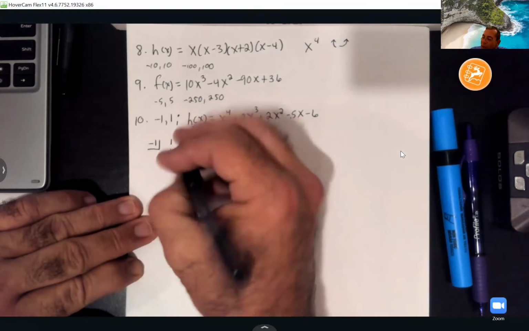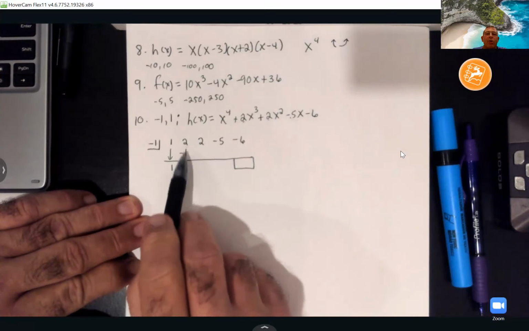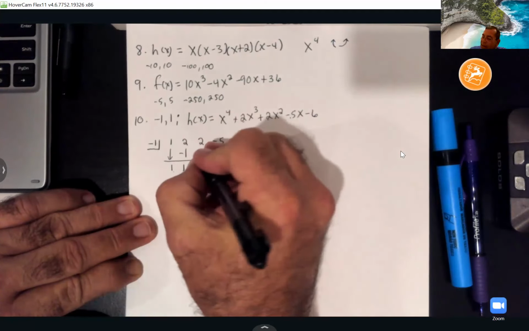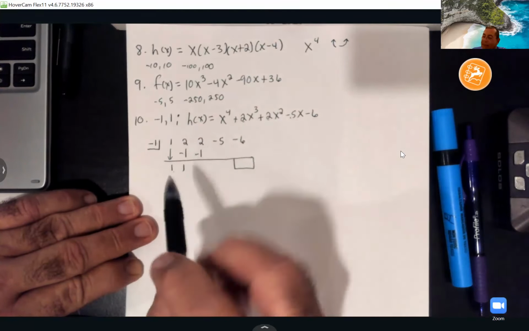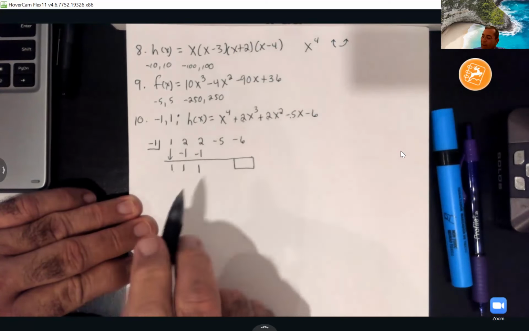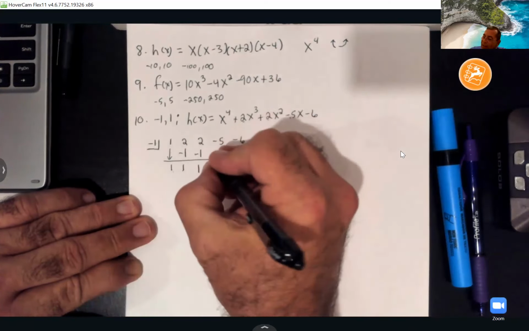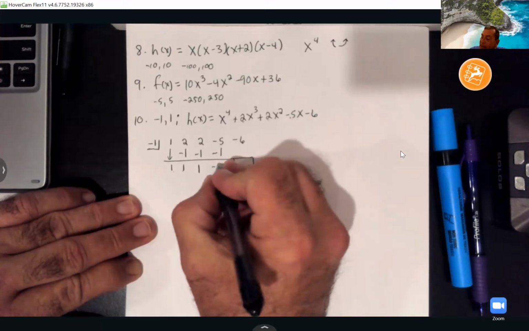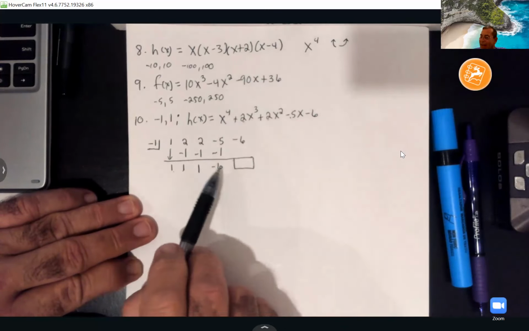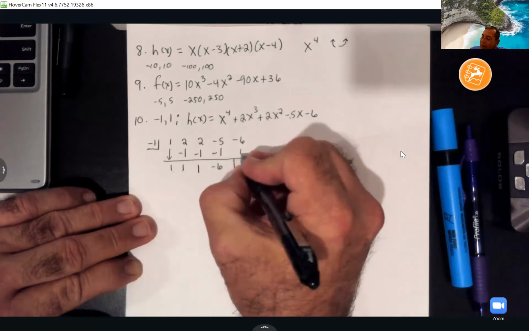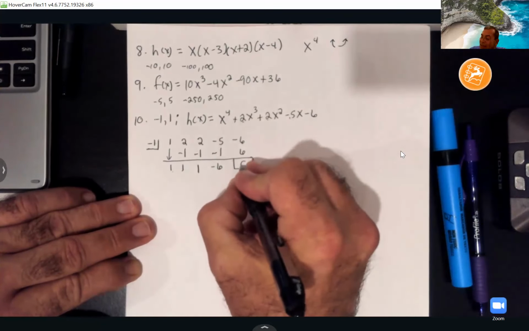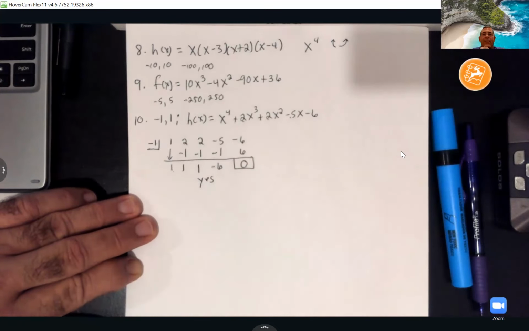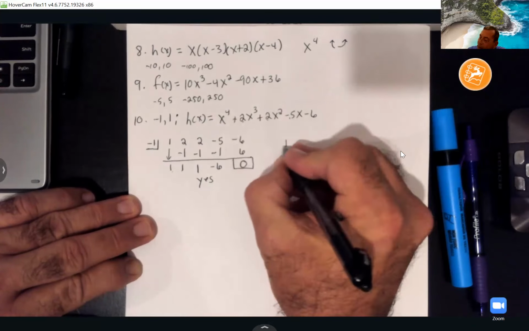So 1 times -1 is -1. 2 minus 1 gives me 1. 1 times -1 is -1. 2 minus that 1 is 1. 1 times -1 is -1. -5 plus -1 gives me a -6. Oh, y'all look at that. -6 times -1 is a +6. So I get a 0 for that one. So this one is definitely going to be a yes. So now we got to check the +1.